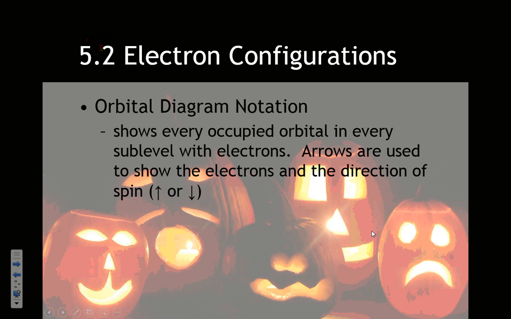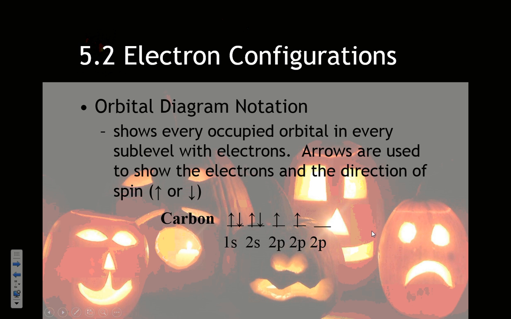So orbital notation shows everything. It shows every occupied orbital in every sublevel with electrons. So I have to show every sublevel that has any electrons in it, the complete sublevel. And then you use arrows to show the electrons in the direction of spin. So it really does include all bits of quantum information.